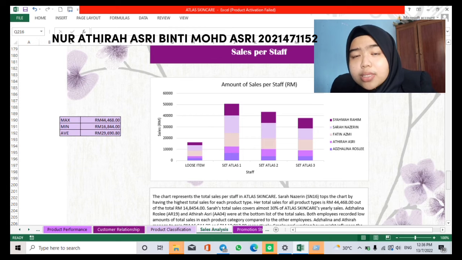Employees' working hours might influence the amount of sales per staff. The longer the working hours, the more the employees can sell to the customer. Working days of the employees also have a huge impact on employee sales. Sarah Nazerin sold more products compared to the others because she worked on weekends and 2 days per week.